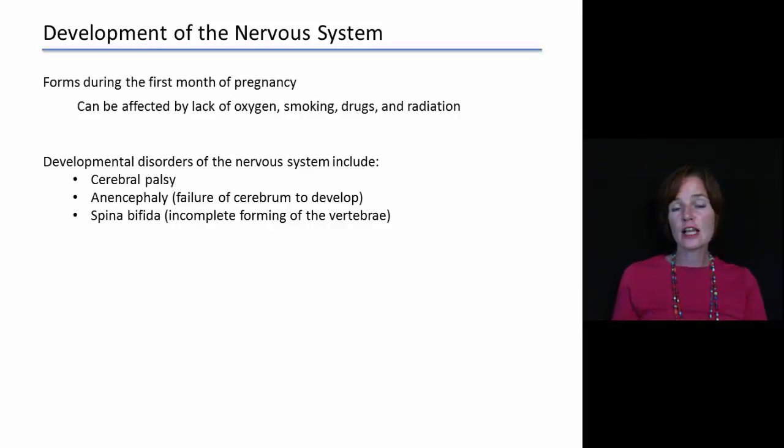There are a number of developmental disorders that can happen when things do not go correctly. Here's a short list of them. Some examples of errors during the development process are cerebral palsy, anencephaly, which is failure of the cerebrum to develop, and spina bifida, which is an incomplete forming of the vertebrae.